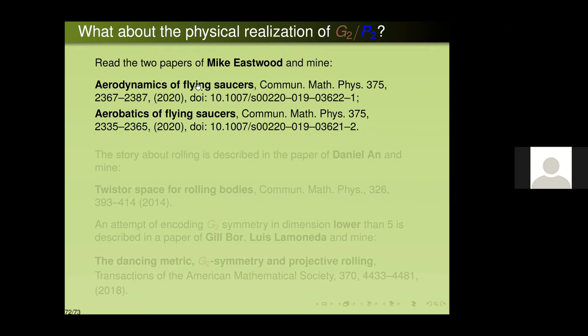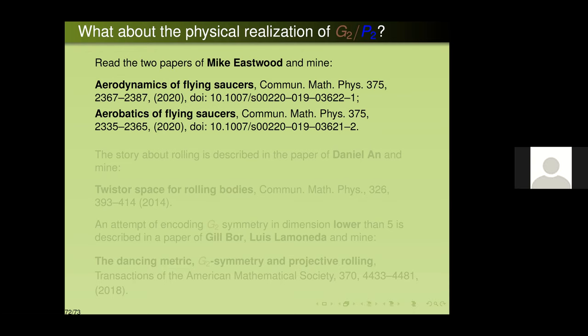And it turns out that here the mechanical objects that we consider are flying saucers. What is a flying saucer? It is a disk in free space. And so easily you can see that a disk in free space has 5 degrees of freedom. So the configuration space of a disk is 5-dimensional. And now you need to put this additional condition that equips this 5-dimensional space with a contact distribution with a GL2R structure on it.